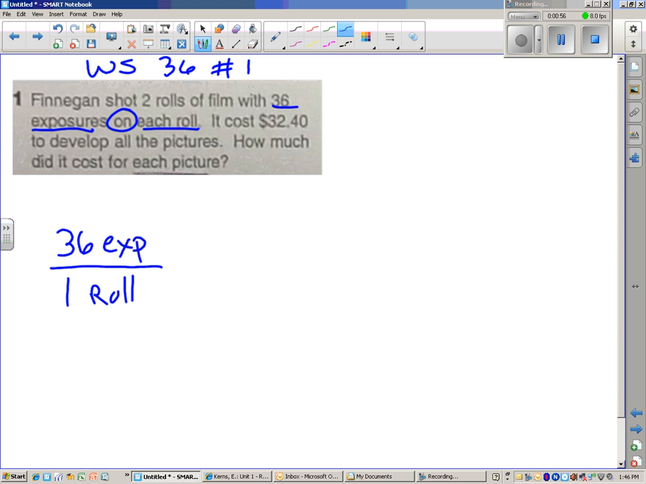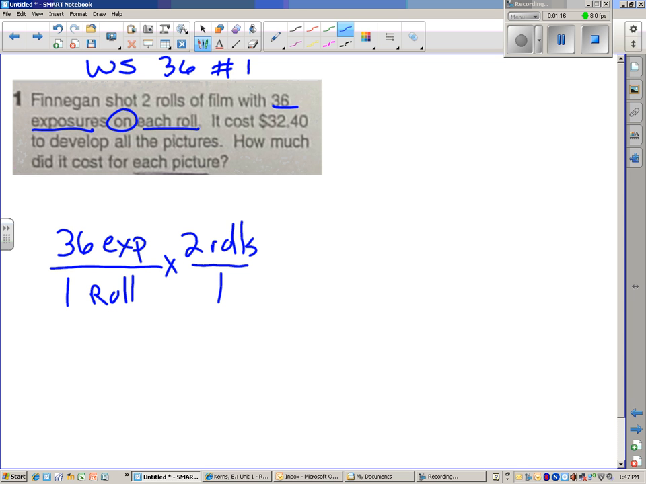How many rolls of film did he take? Two. Can y'all imagine only taking 36 pictures per roll of film and then you have to stop? Not like the thousands we can take on our digital cameras today. So now if you multiply that, whole numbers go over 1.